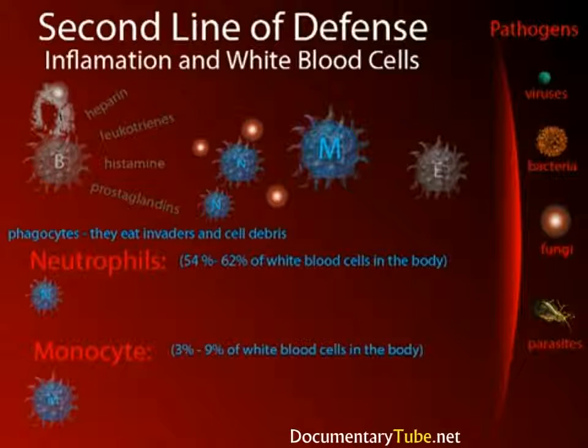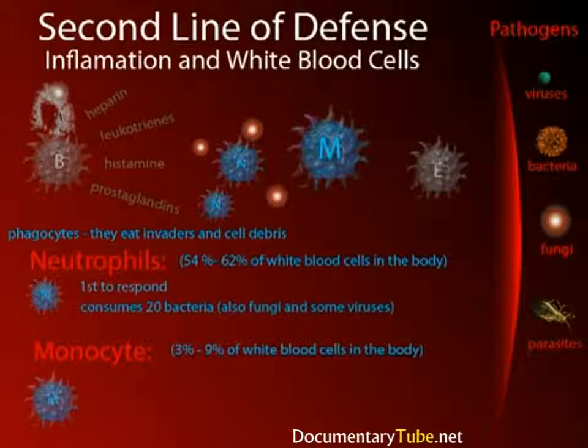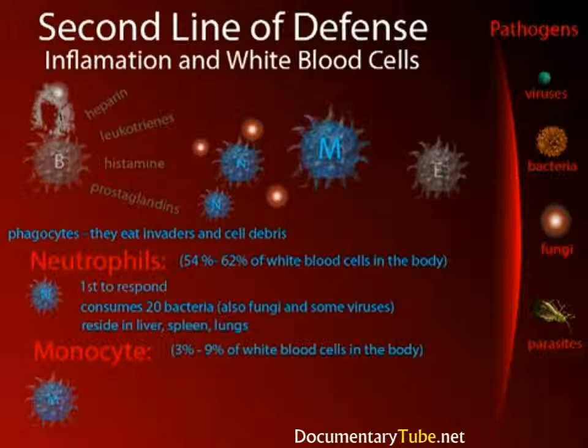Neutrophils are typically the first of the two phagocytotic white cells to respond. They are not very large, and they can only consume about 20 bacteria before they reach the end of their lifespan. They can consume fungi and some viruses as well. They hang out in the liver, spleen, and lungs until needed.